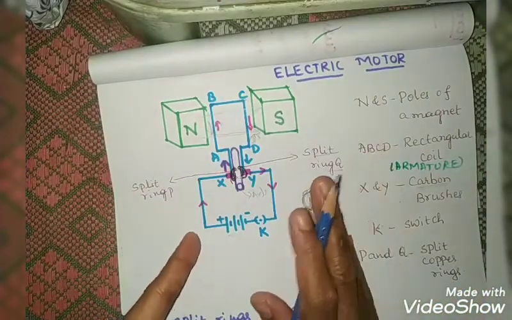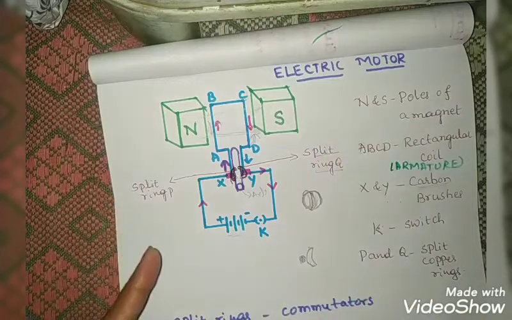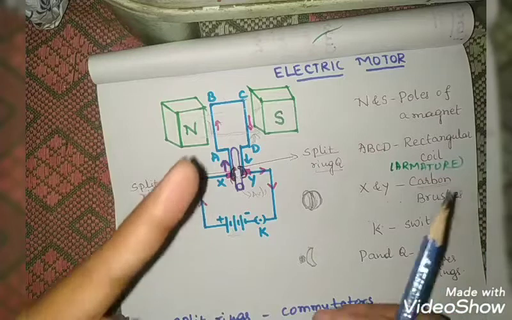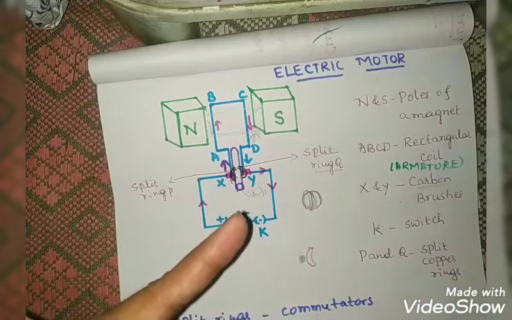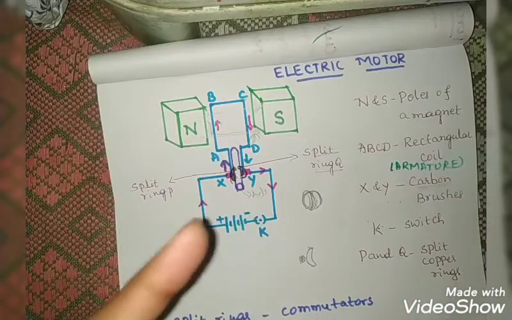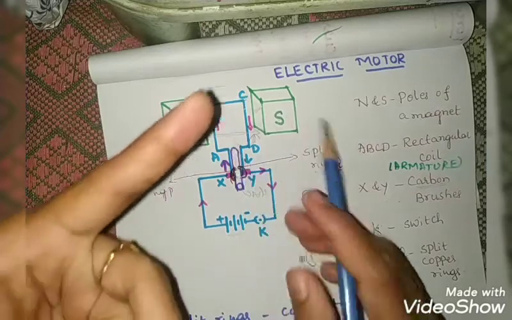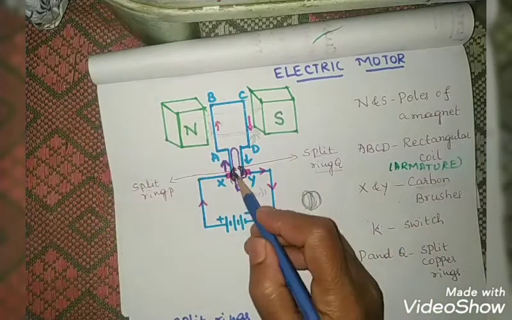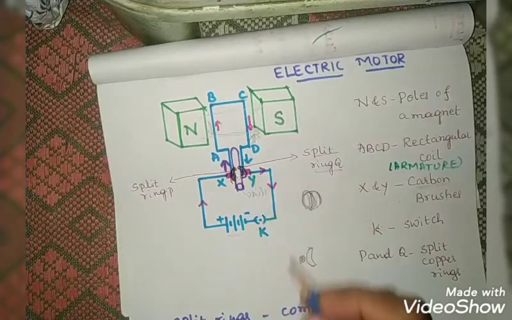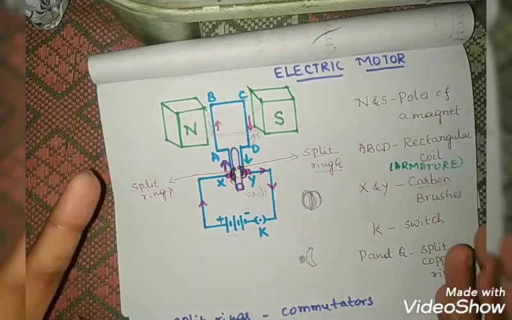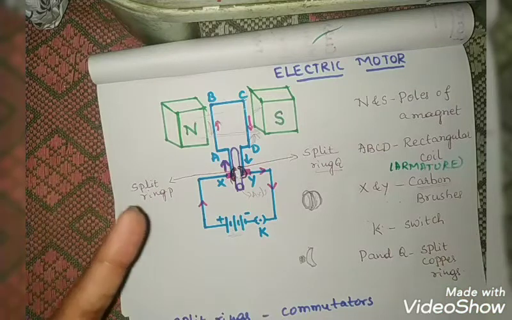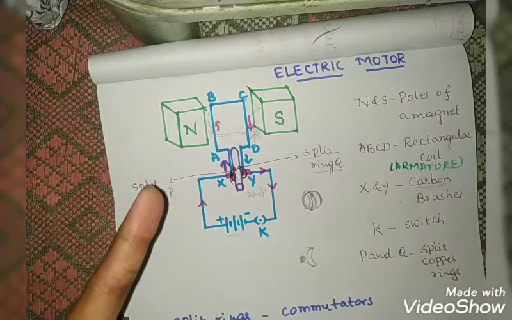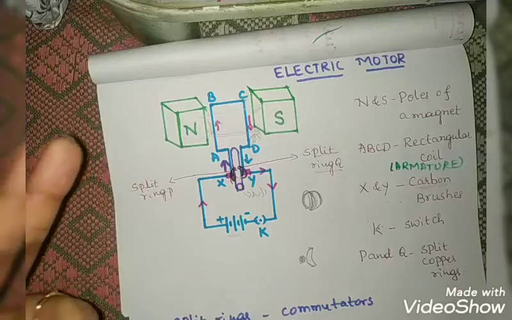Thus, it completes one complete rotation. In every half rotation, the current changes its direction. The reversing of the current is repeated at each half rotation. At each half rotation, the reversal of current takes place because of the split rings. Split rings are known as commutators, because commutators are the devices which reverse the direction of flow of current through a circuit.